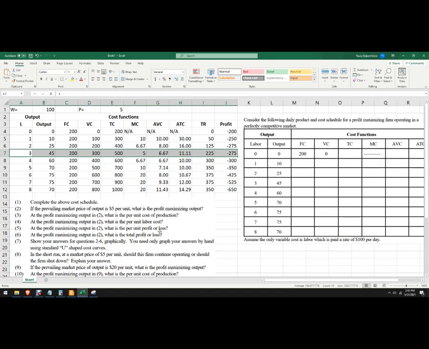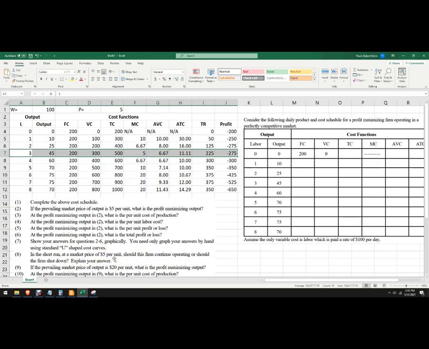What is the per unit profit or loss? So per unit, I'm going to lose the difference between average total cost and the price that I sell them at. $6.11 is the difference between those two. What is the total profit or loss? It's -$275. And the profit maximizing output, we already did that. Show your answers graphically, so you can graph all this in Excel. Lots of videos on that, so we won't take time to do that in this video.